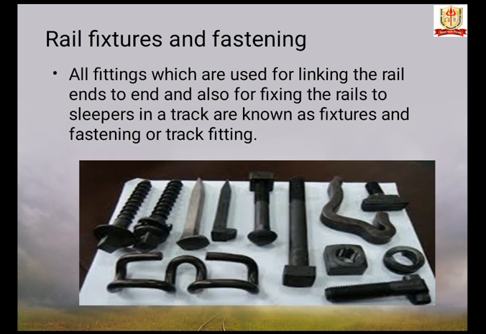The purpose of providing fitting and fastening in a railway track is to hold the rails in their proper position in order to ensure the smooth running of trains. This fitting and fastening are used for joining a rail to rail as well as fixing them to the sleeper.